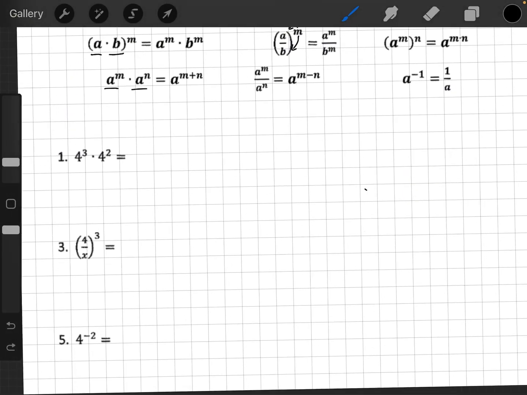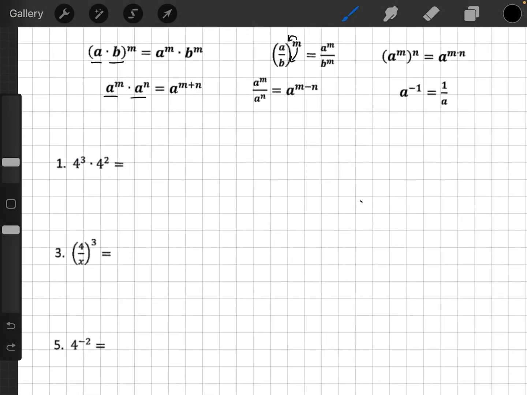Now that we have that, we'll go through some warm-ups to get used to this. So in the first example, 4 to the power of 3 times 4 to the power of 2. We notice that these two are the same term, so we're looking at this rule here. So we'll take 4 to the power of 3 plus 2. 3 plus 2 equals 5, and we'll have 4 to the power of 5.